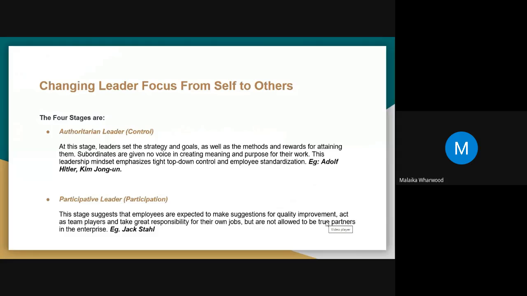Changing leader focus from self to others. And there are 4 stages. So in the first stage, we have the authoritarian leader. And this leader is a control type of leader. At this stage, leaders set the strategy and goals as well as the methods and rewards for attaining them. Subordinates are given no voice in creating meaning and purpose for their work. This leadership mindset emphasizes tight top-down control and employee standardization. And we have 2 examples here, Adolf Hitler and Kim Jong-un, right? As you all would be familiar with those names.